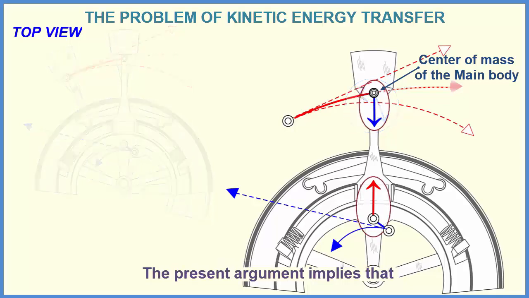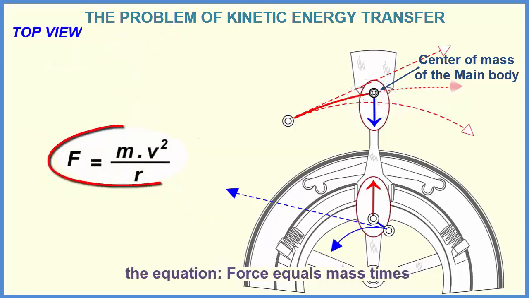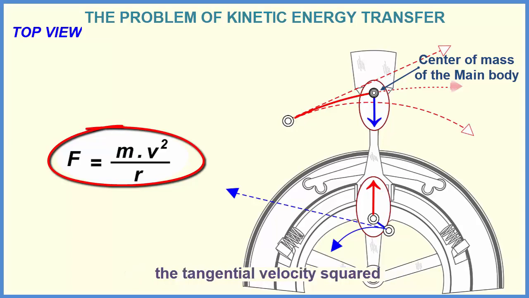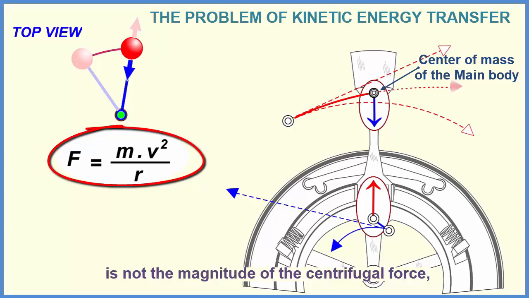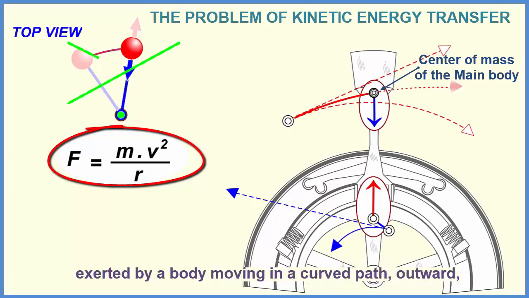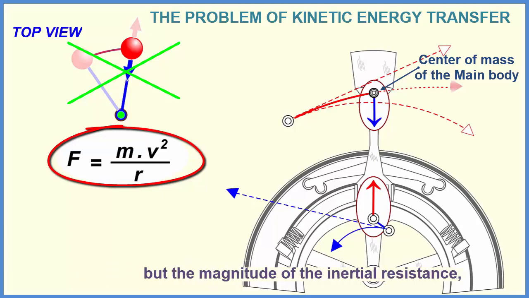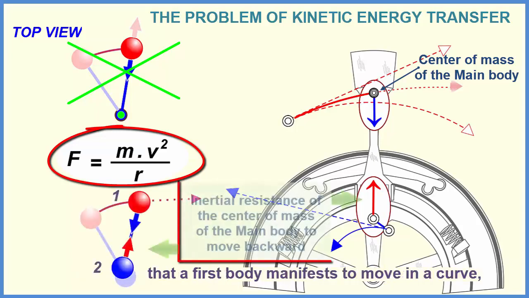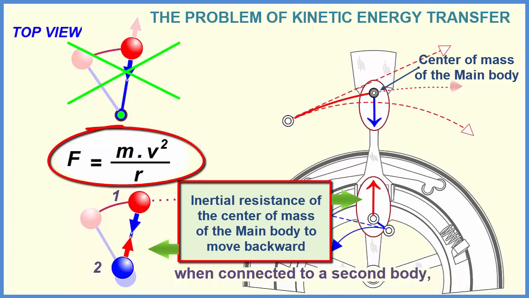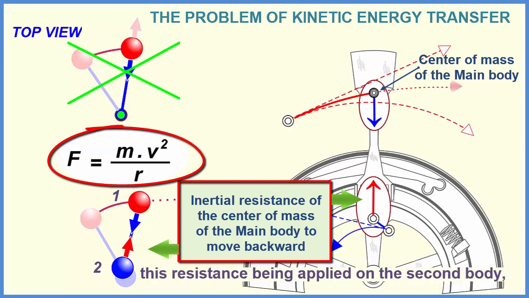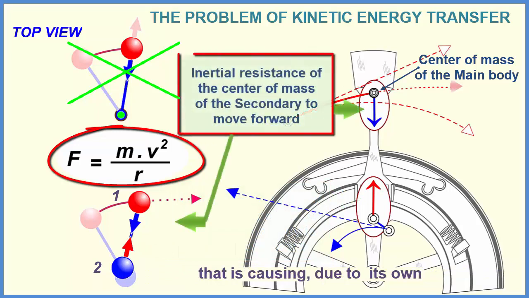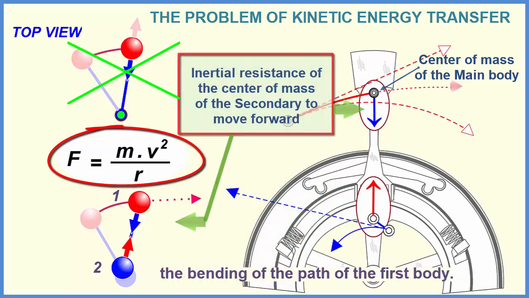The present argument implies that the equation force equals mass times the tangential velocity squared divided by the radius of rotation is not the magnitude of the centrifugal force exerted by a body moving in a curved path outward, but the magnitude of the inertial resistance that a first body manifests to move in a curve when connected to a second body. This resistance being applied on the second body is causing, due to its own inertial resistance to acceleration, the bending of the path of the first body.